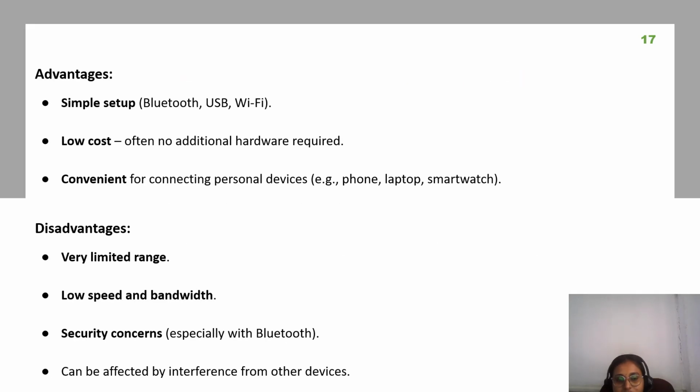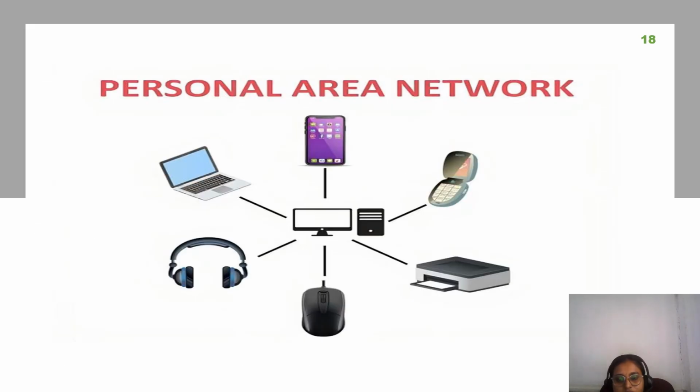The advantages are simple setup, low cost, and convenient for personal activities. Disadvantages are very limited range, low speed and bandwidth, security concerns, and it can be affected by interference from other devices. So this is an example for personal area network.